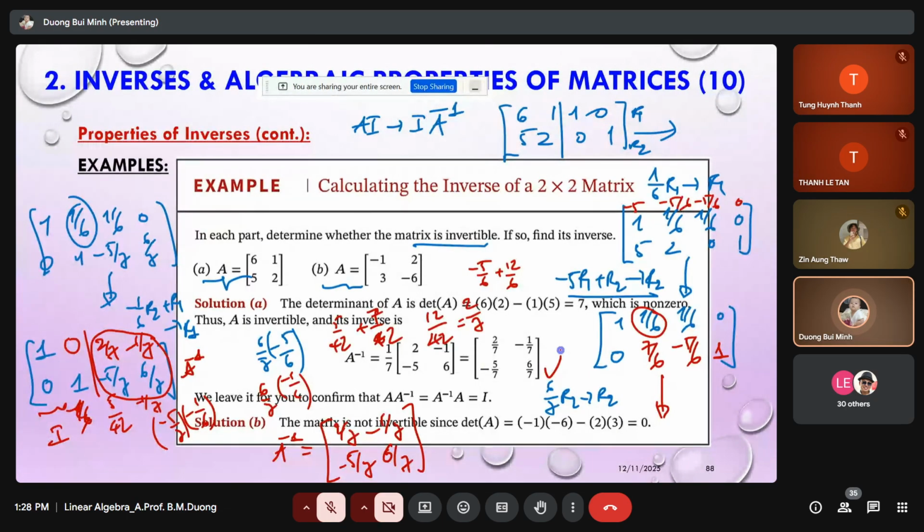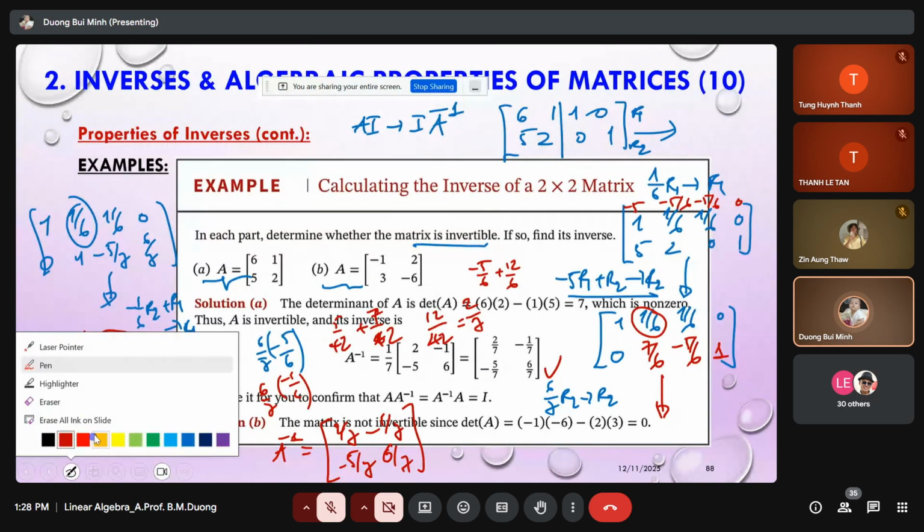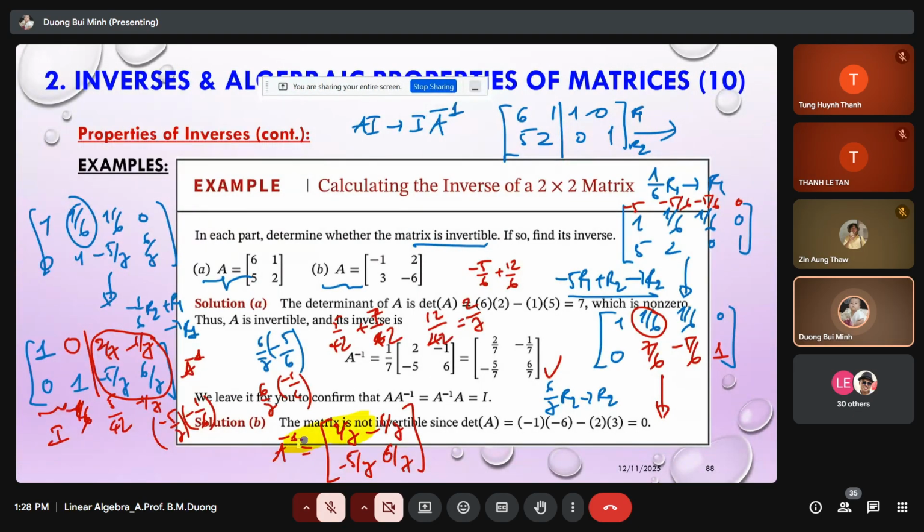Okay, correct. So this is just examples of how to determine the inverse of A. Any questions so far? If you have any question, you can type a message in the chat room, or you can ask a TA, and then the TA will relay it to me.